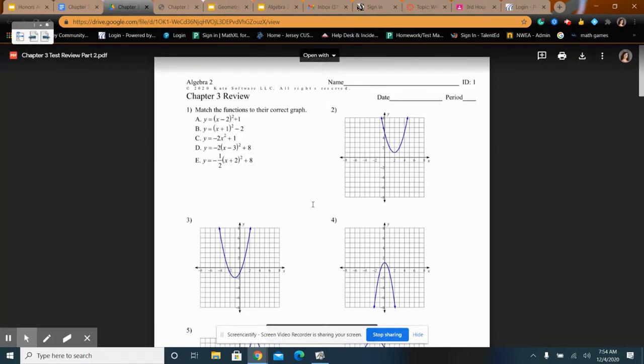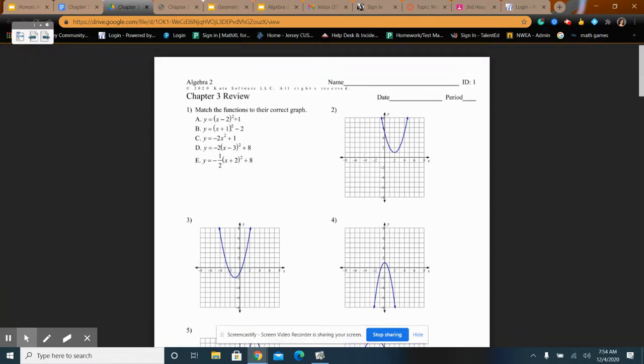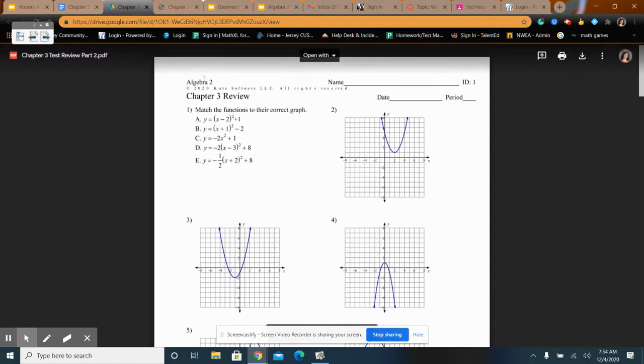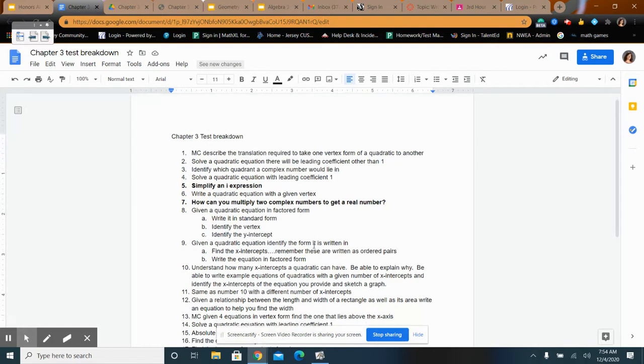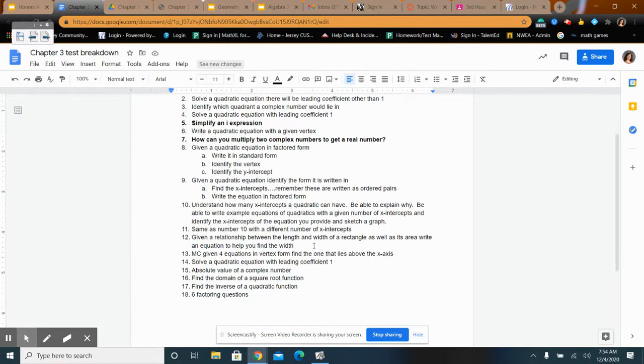Now, this first page is matching, and it's trying to find which graph matches which equation. And this will help you with question 1 on the test. And then there's number 13: if they give you 4 equations, figure out which one lies above the x-axis. This will help you prepare for that one as well.